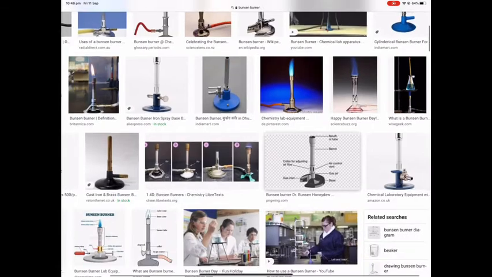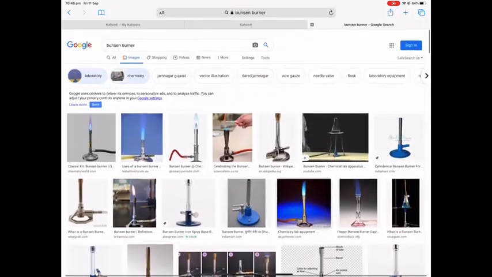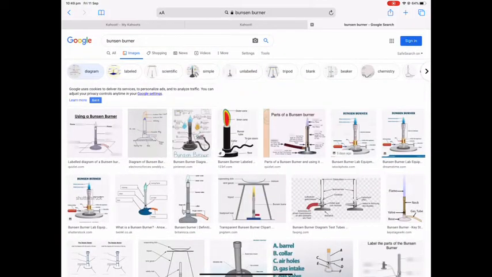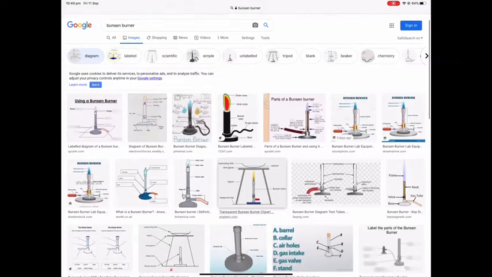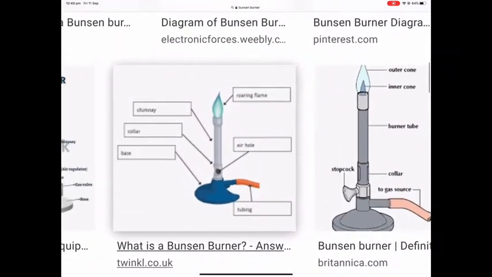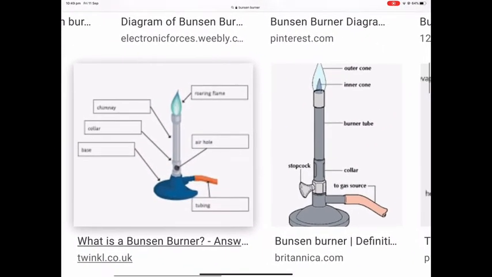Okay, there's some photos of a Bunsen burner. So what you need to know are things like the main parts. This here at the bottom is the base. You've got the tubing which provides the gas supply for the fuel to burn. You've got the air hole, that's very important. Notice the air hole.